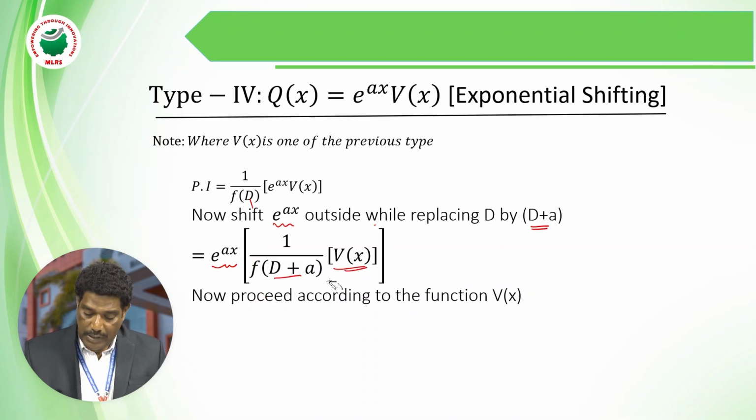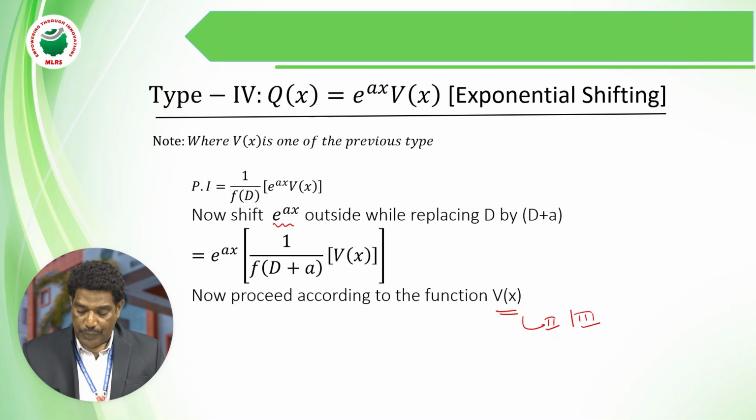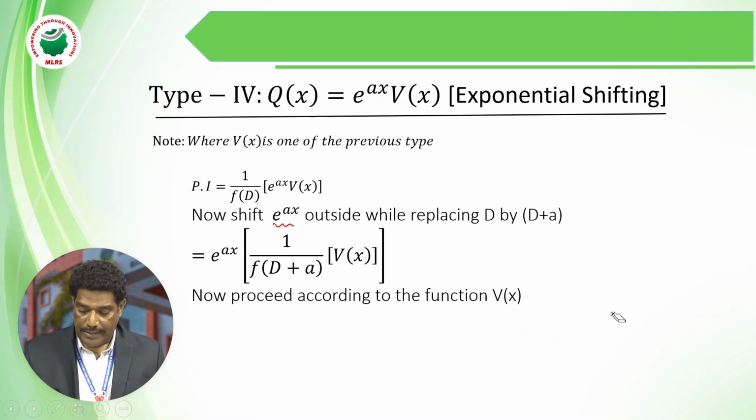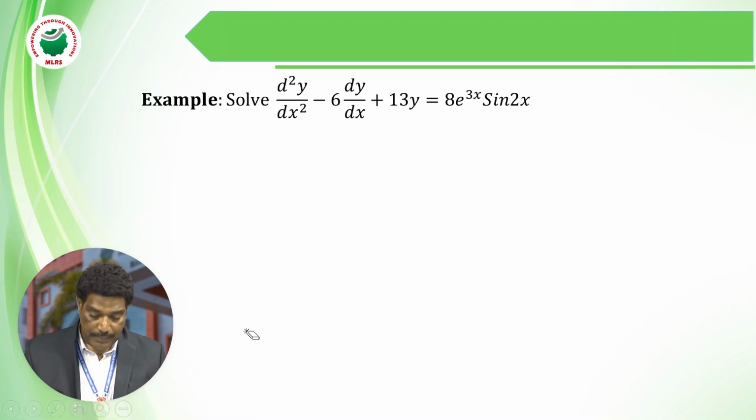Okay, next what? Now you can proceed according to the function V of x, whether it may be a type 2 model function or a type 3 model function. Based on that, we can proceed, because already we know the working rules, how to find PI for type 2 model functions and type 3 model functions. Right? Okay, now let's see an example based on this.